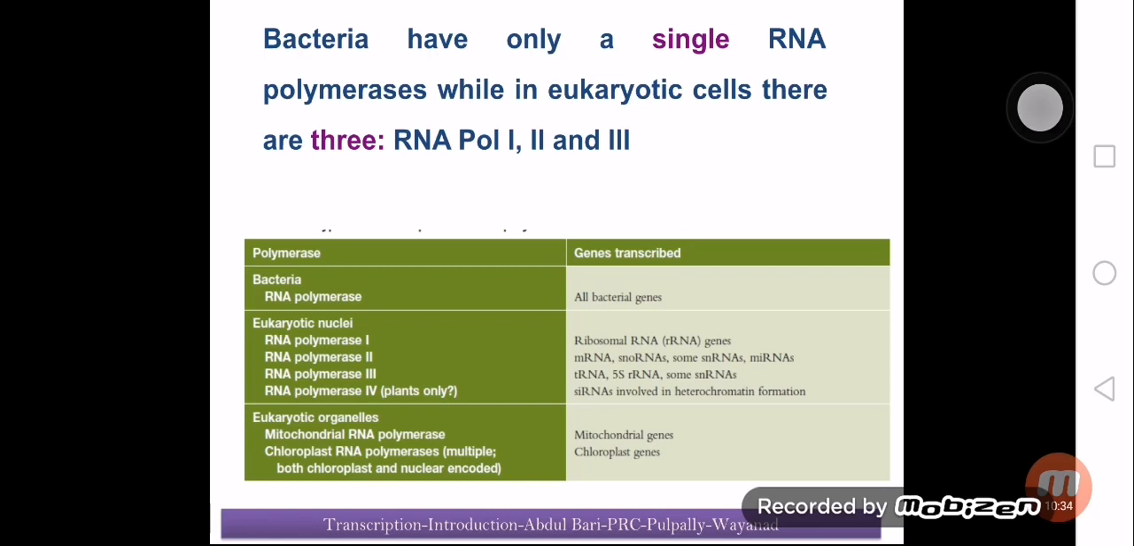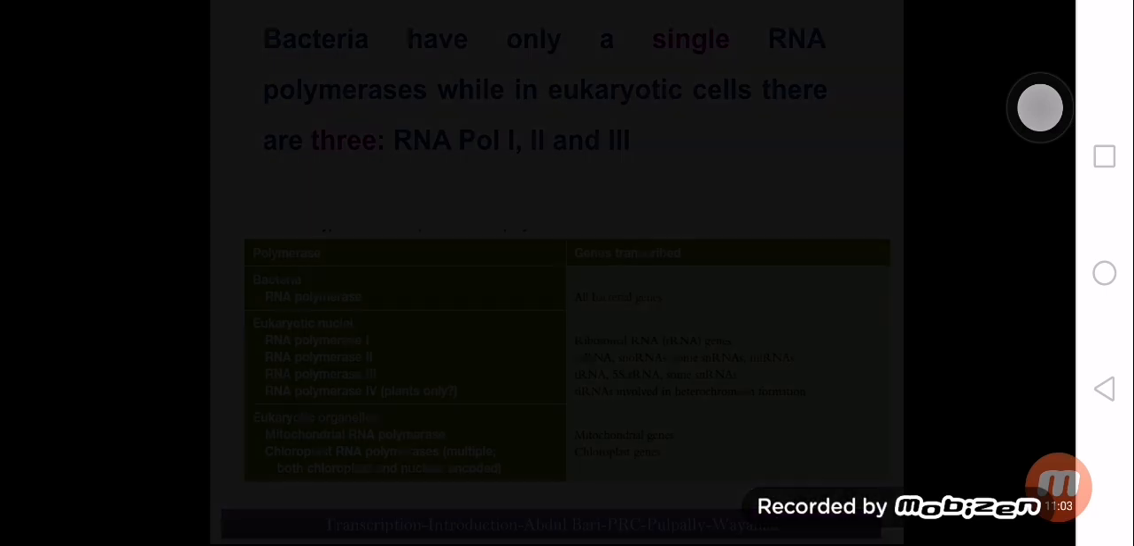The second one, RNA polymerase 2, is for mRNA synthesis, and we are much more interested in RNA polymerase 2 and mRNA synthesis, and we will be discussing RNA polymerase 2 in detail later. And RNA polymerase 3 is for tRNA and certain minor RNA molecules like 5S rRNA and also some small nuclear RNA molecules, right? So this is the classification of RNA polymerases in the eukaryotic system.